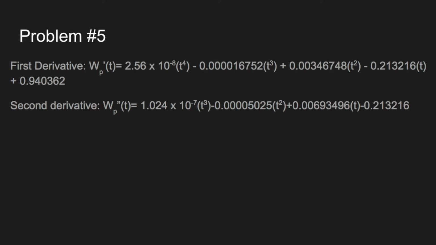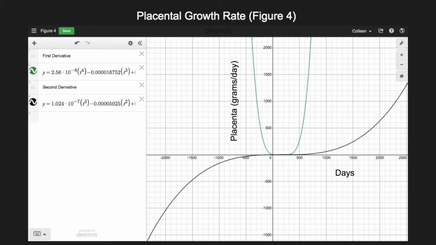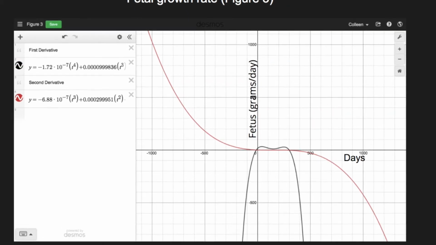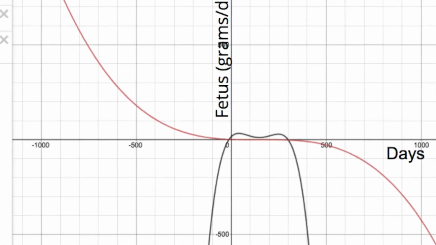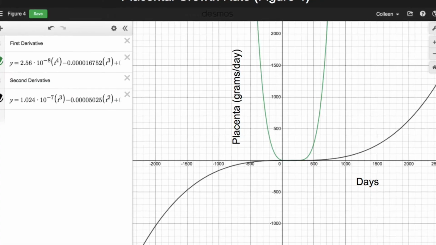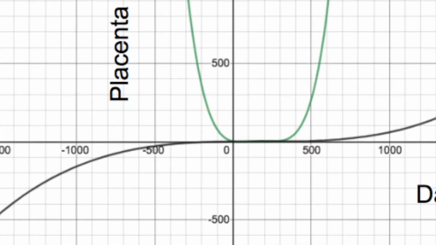We went through the same process for the placenta, where we found the first derivative from problem 4 in the same equation. And then from the first derivative, we calculated the second derivative. Here in Desmos, you can see the first and the second derivative for the placenta. The first derivative is the green line, and the second derivative is the black line. In comparing these two with their inflection points, you can see that the fetus inflection point comes a little bit after the placenta inflection point.